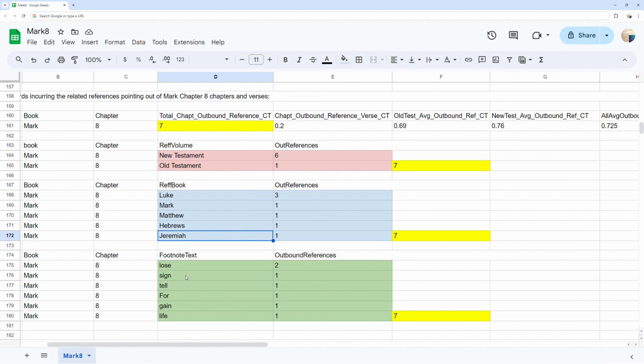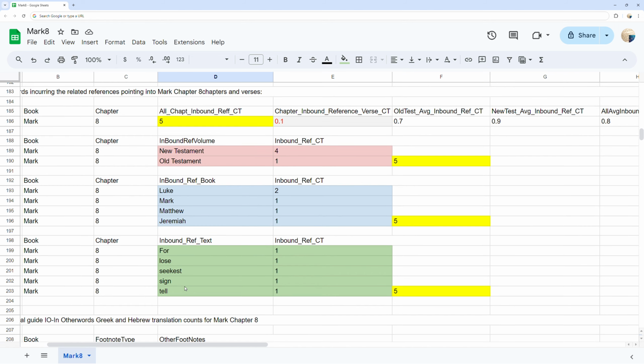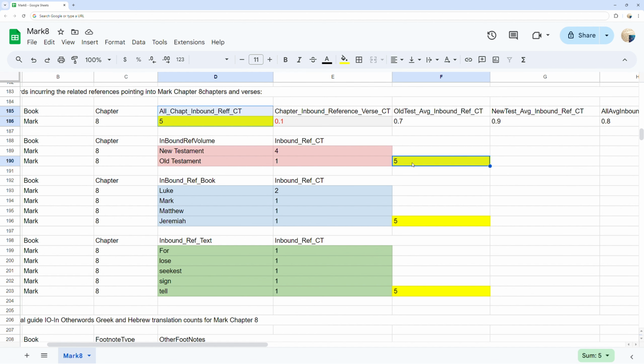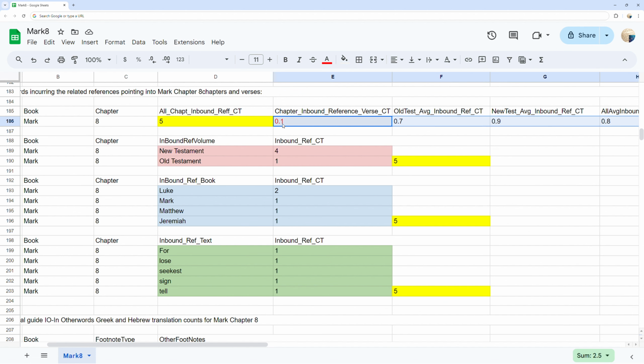Verse counts and the words incurring the related references pointing into Mark chapter 8 verses. You can see in yellow the total inbound related references pointing into Mark chapter 8 at 5 references, as well as the counts per each verse in Mark chapter 8 and the average inbound reference per verse at 0.1 per verse, and the per verse rates for the Old Testament, New Testament, and both to the right for comparison. The rate of 0.1 inbound references per verse is very low compared to other rates found in the Bible.